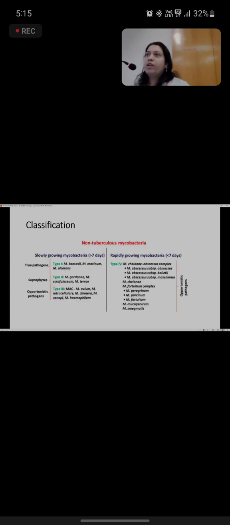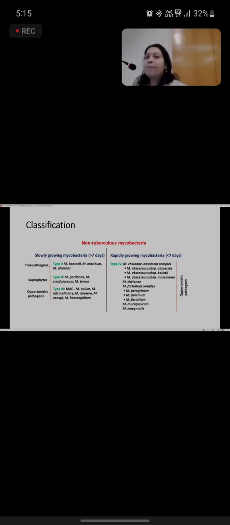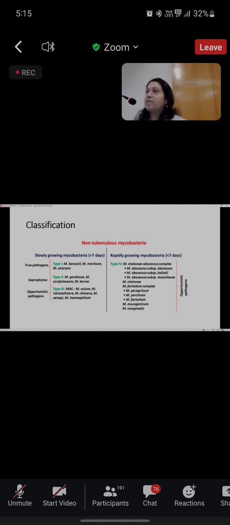Based on the rate of growth, they are classified as slow growing and rapidly growing. Rapidly growing are those which grow within 7 days of incubation, and slow growing are more than 7 days, but they usually grow after 14 days of incubation. Among slow growing, Mycobacterium avium intracellulare and Mycobacterium kansasii are the main organisms which cause clinical disease. And amongst rapidly growing mycobacteria, Mycobacterium abscessus, fortuitum, chelonae are the main organisms which cause infections.